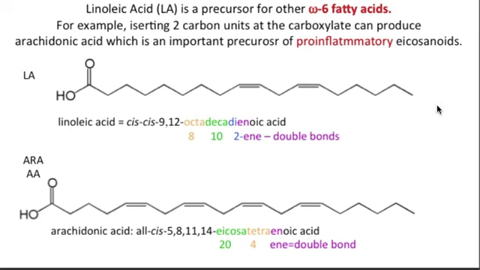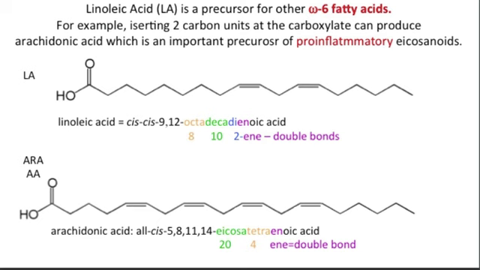You may remember that. And I want to remind you that linoleic acid can be converted to arachidonic acid by adding carbon units right at the fatty acid end of it. So you insert 2 carbon units here, you can add double bonds here, and linoleic acid can be used to make arachidonic acid, also known as icosatetraenoic acid. 20 carbons, 4 double bonds. Arachidonic acid is a precursor used to make eicosanoids, which are pro-inflammatory signaling molecules.